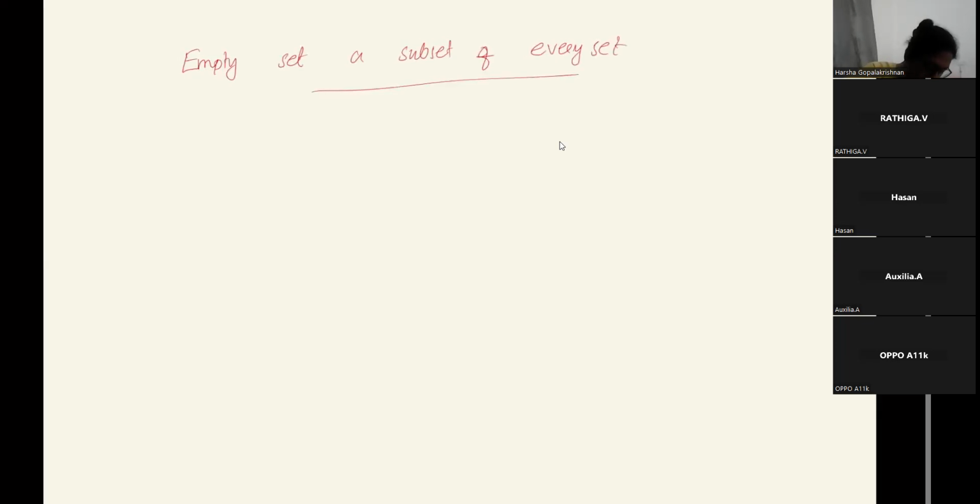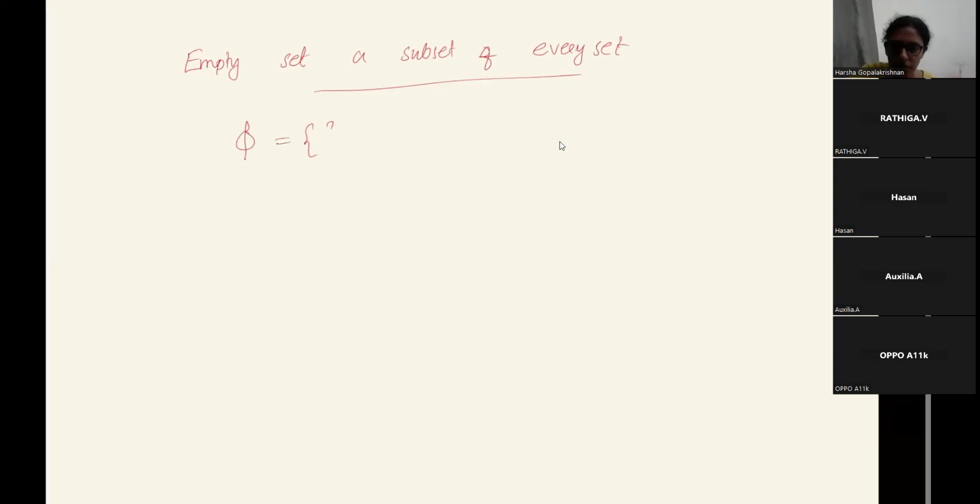Empty set is a subset of every set. What is empty set? Empty set we usually denote by phi. Phi means there exists no element inside the set. Okay.